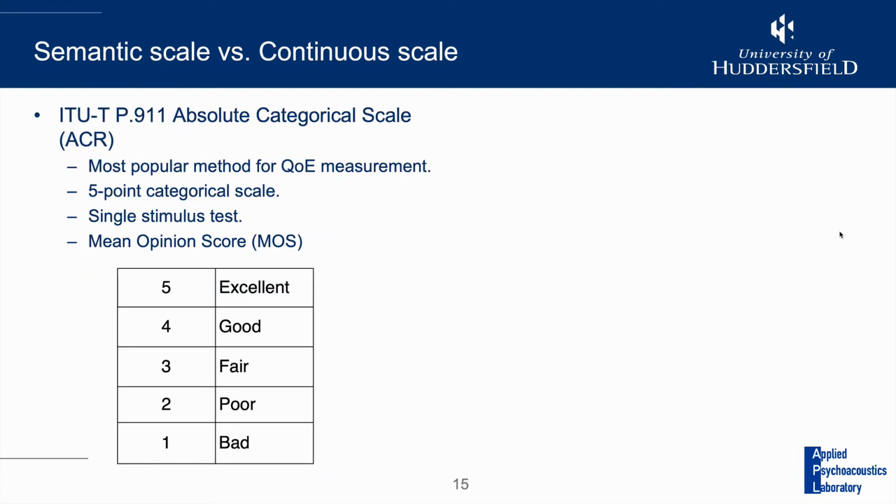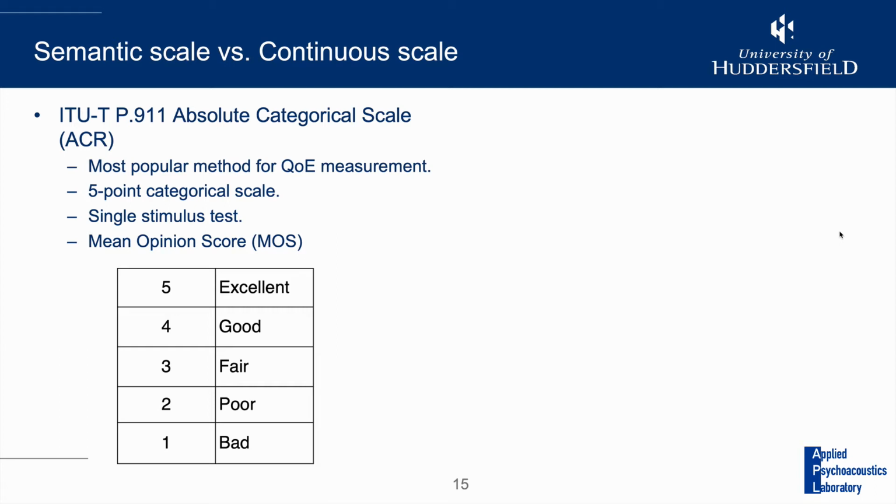So let's first take a look at some examples of ITU methods. The ITU-T P911 recommends this absolute categorical scale. In short, we call it ACR. It's a popular scale used for QoE experiments, quality of experience experiments. It uses a 5-point discrete categorical labels. So excellent, good, fair, poor, and bad. And typically it's used for a single stimulus rating. And the result is presented as mean opinion score, MOS, Moser score.